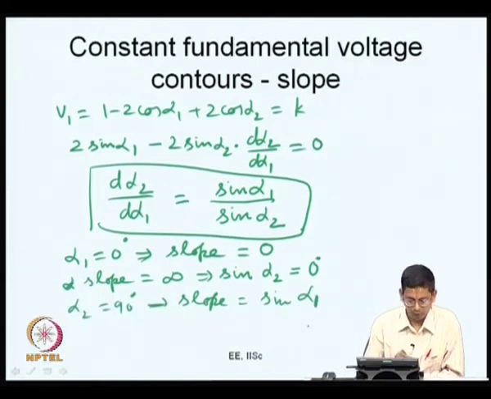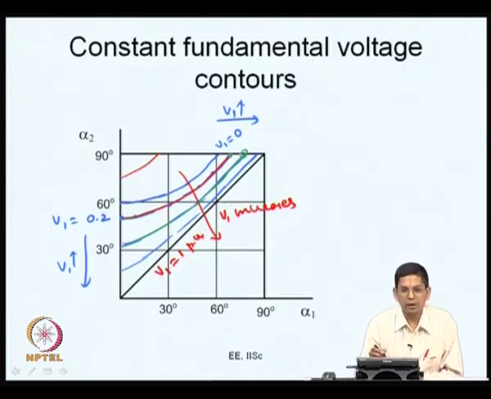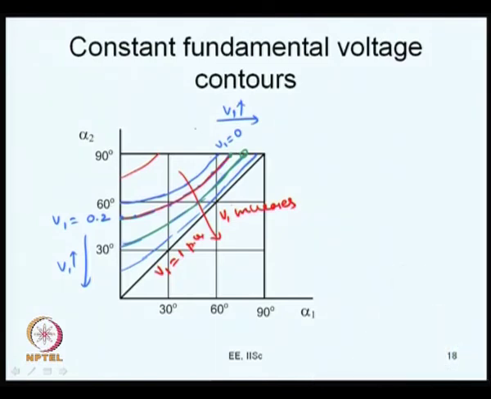Sin alpha 1. So, let us look at these curves. What is the slope of this curve at this point? It is simply equal to sin alpha 1. Again, if I take this point, what is the slope of the curve at that point? It is equal to sin of alpha 1. So, these are constant fundamental voltage contours.